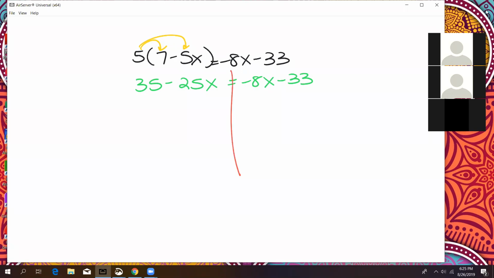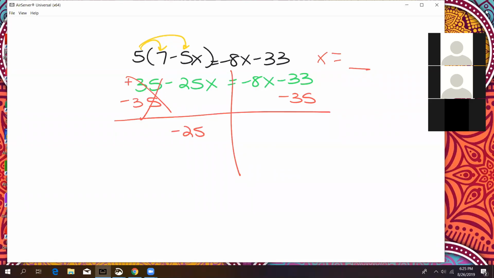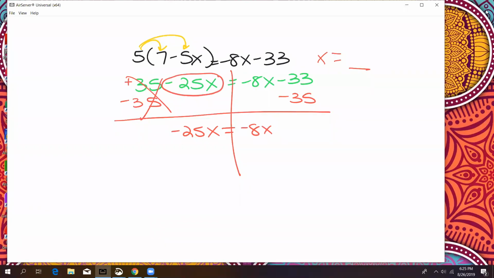So now I want to have my variable on the left, so it's like x is equal to something. So I'm going to subtract, because this is a positive 35. So I'm going to subtract 35 from both sides. So this cancels out. So I'm left with negative 25x is equal to negative 8x. And be very careful about that negative side. It's really easy to forget about that negative right there, okay? So, because all this is what canceled out, leaving me with negative 25x. And then on the right, negative 8x, negative 33 minus 35 is negative 68.